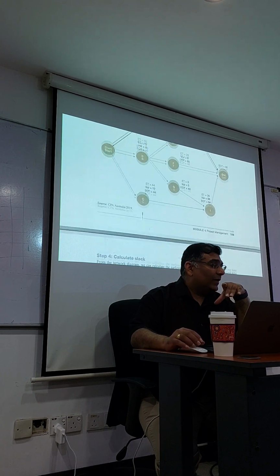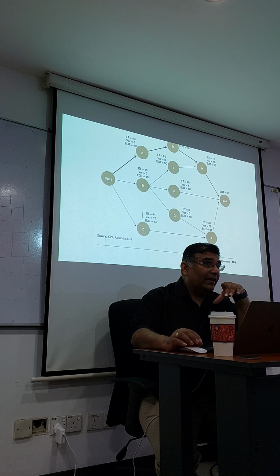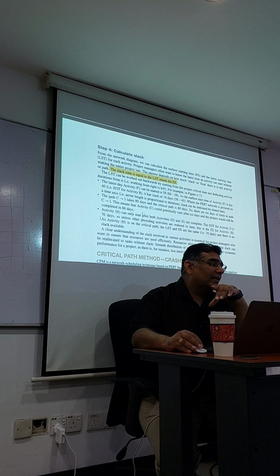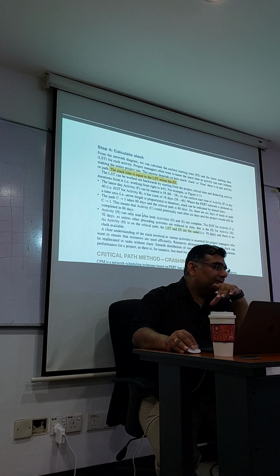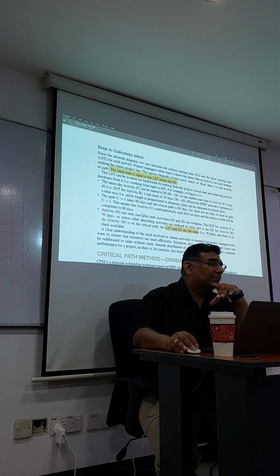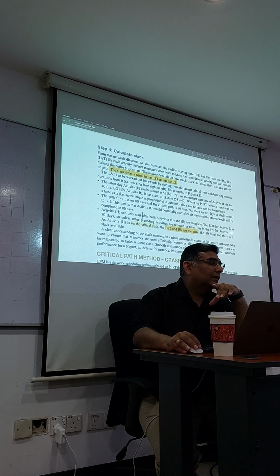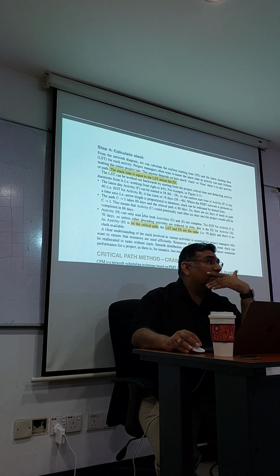86. Activity H. Where's activity H? That's over here, right? Yeah. It can only start after D and E are complete. EOT for D is 70 days. So unless preceding activities are reduced in time, this is the ES for H. So activity H is on the critical path, the keyword is the same. Why? Because it's on the critical path. So anything on the critical path will have the same thing.